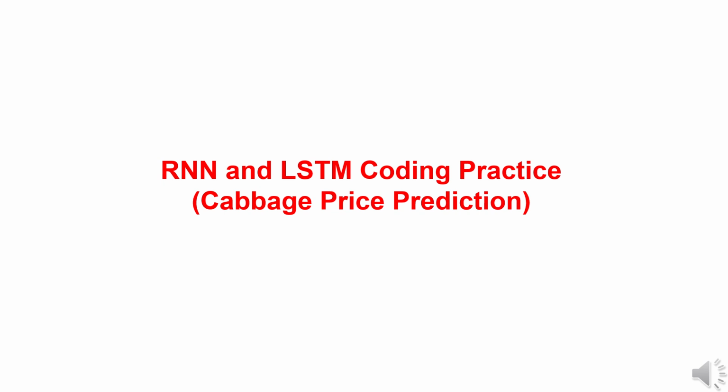In the previous video, we looked at the basic concepts and working principles of RNN and LSTM algorithms for handling time series data. In this video, we will apply these RNN and LSTM algorithms to real data and directly implement a model that predicts cabbage prices based on past data. The coding files are available on GitHub, so you can download them and run the code yourself.